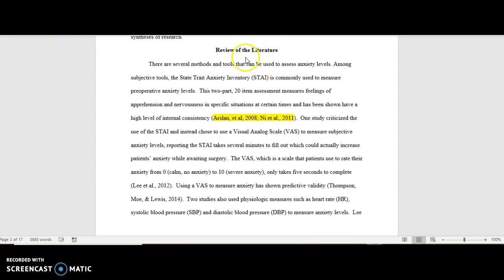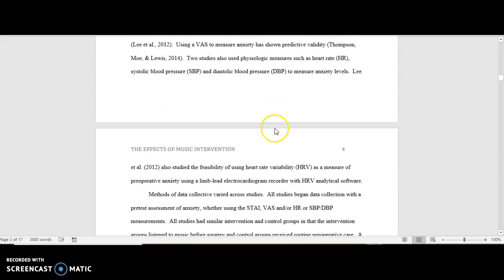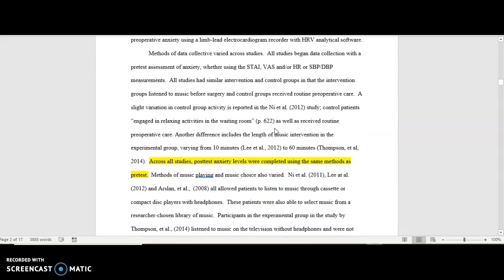So let's look at this review of the literature, which is going to be the major part of this paper. And the first thing I highlighted is that sometimes you have two studies cited at one time. So this statement that was made by this writer found this information in two of the articles. That's showing me that there is some synthesis. Let's go down a little bit more.